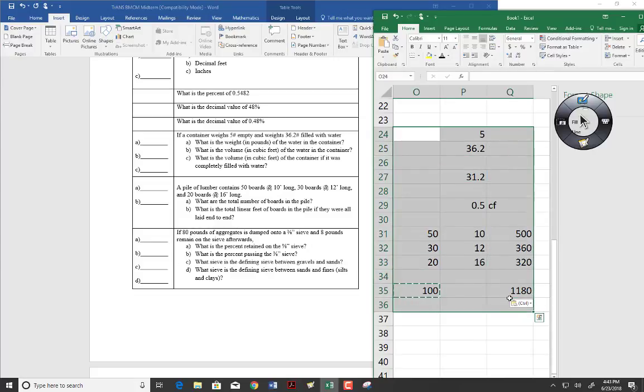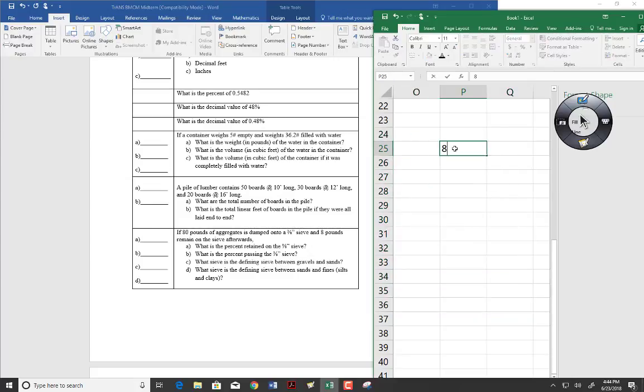So if I have 80 pounds of aggregate dumped into a 3/4 inch sieve, 8 pounds remain. My total is 80. What is my percent retained? 8 divided by 80, which is 0.1, which is 10%. And then if that's true, what's passing? 90%. Which sieve is the divide between gravels and sands? Number 4. Which sieve is the divide between sands and fines? Number 200.